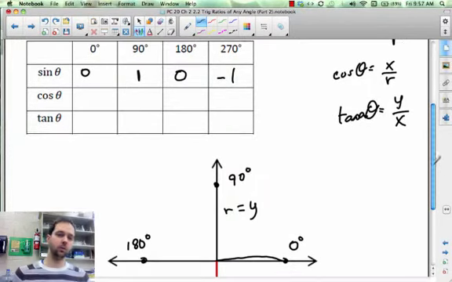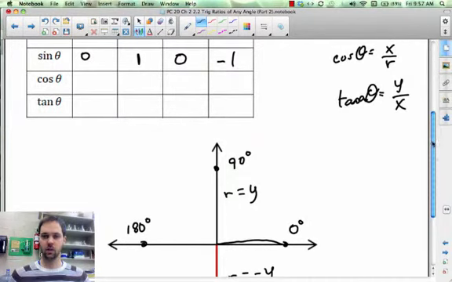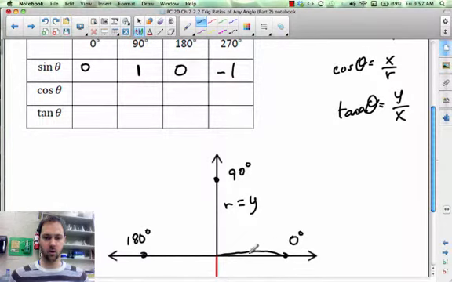Okay, we can move on to the cos values. So cos is x over r. First let's look at 0. What is the x component of this radius, r? It turns out in this case, r is equal to the x component, so it's something divided by itself. Your value is 1.